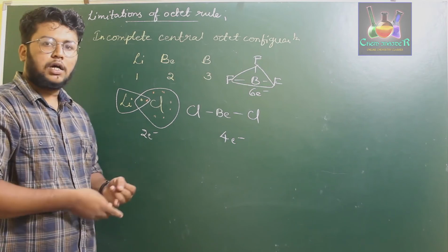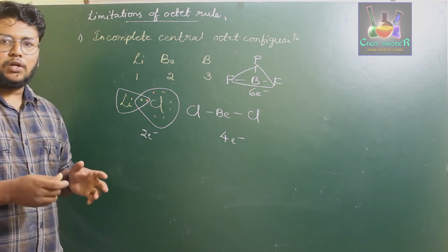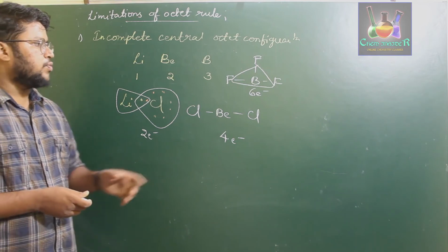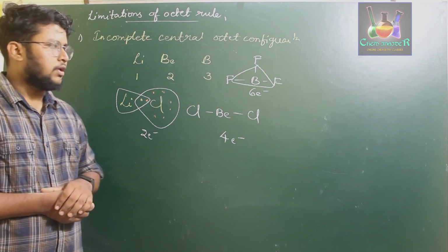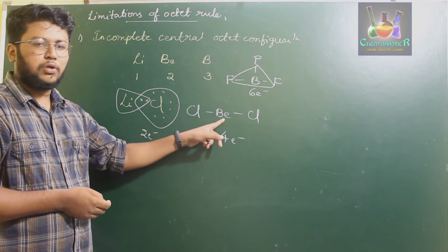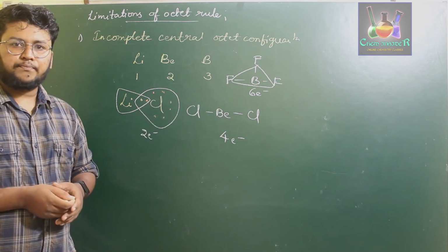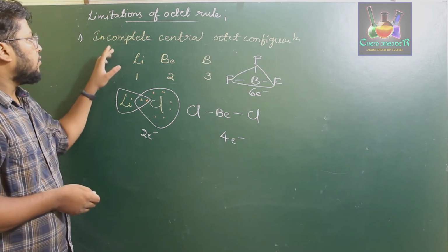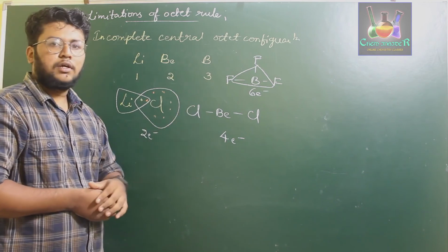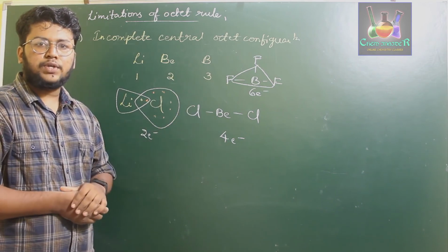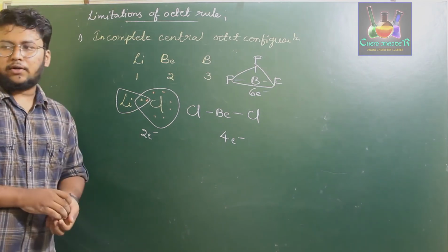Like for example, carbon, nitrogen, oxygen, fluorine, etc., which were forming stable octet configuration, except for those which have less than 4 valence electrons. This is the first drawback of the octet rule, because lithium chloride, beryllium chloride and boron trifluoride, all these 3 compounds are quite stable. So therefore, the octet rule was said to have an incomplete central octet configuration in the case of certain elements of the n = 2 period which have less than 4 valence electrons. This is the first drawback.